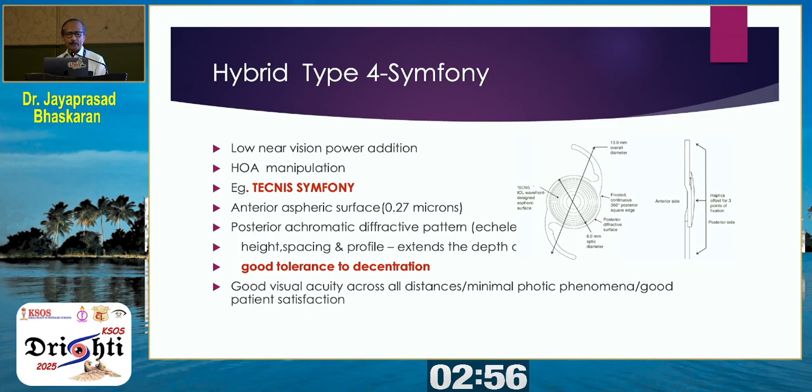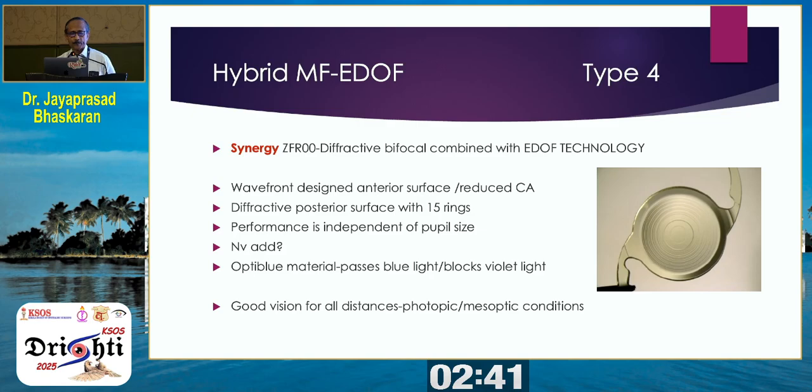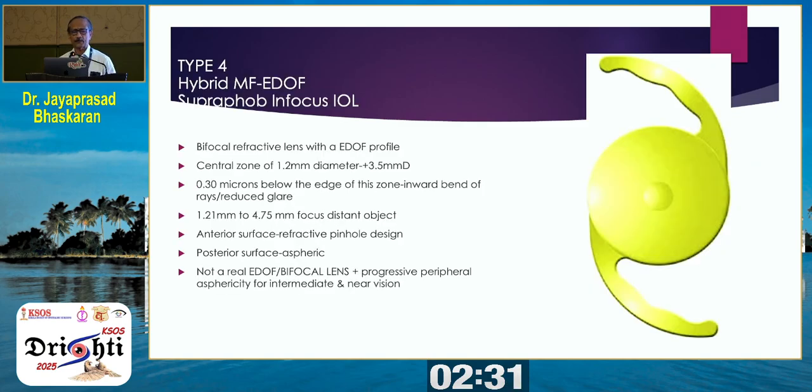It's actually a diffractive EDOF lens with multiple rings on the back, an aspheric anterior surface. Multiple rings on the back means definitely there will be glare and halos, but it gives good visual acuity across all distances. And then they further modified and reduced the rings to 15 rings. Once again, this gives less of photic phenomenon and it's better in mesopic conditions.